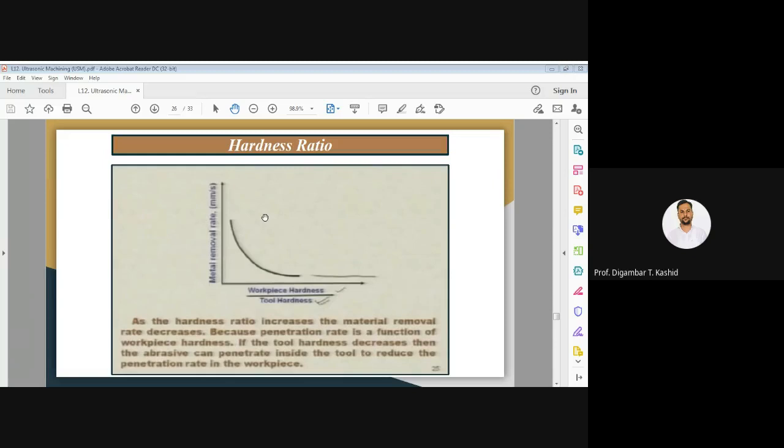Again, if the tool hardness decreases, then the hardness ratio becomes higher. If the tool hardness is less, the hardness ratio will be higher, but the abrasive particle will penetrate inside the tool, and this will decrease the penetration rate also. So this is about the hardness ratio.